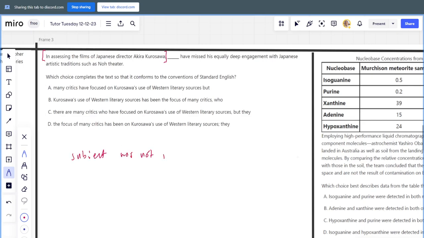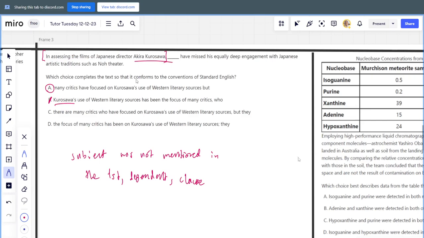The subject was not mentioned in the first dependent clause. So we probably want to mention the subject right away, and that's why I'm going to think A is the best choice. Many critics have focused on his use of Western literary sources. In assessing the films, many critics have focused. B would wrongly attribute Kurosawa to assessing the films.